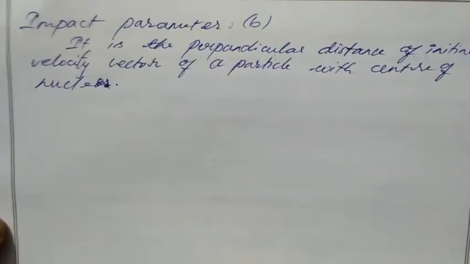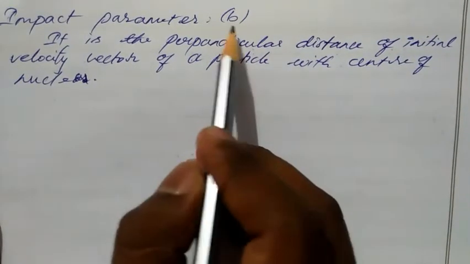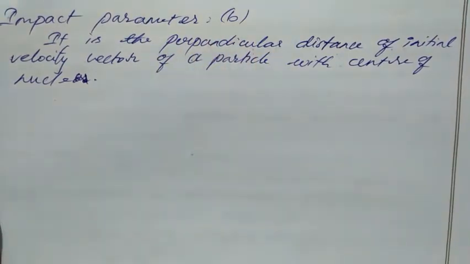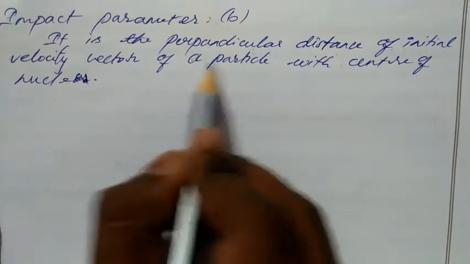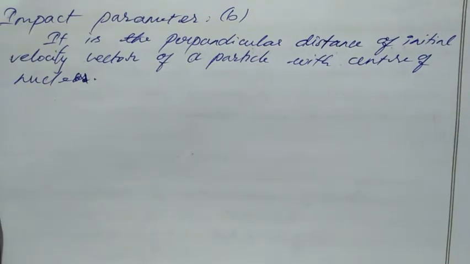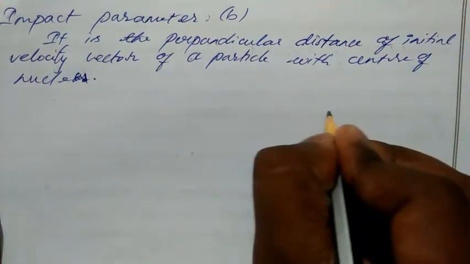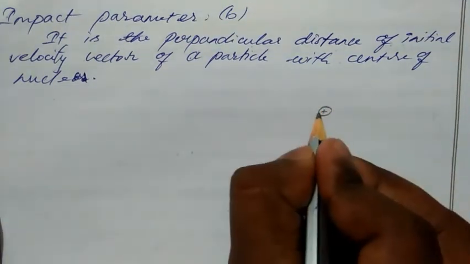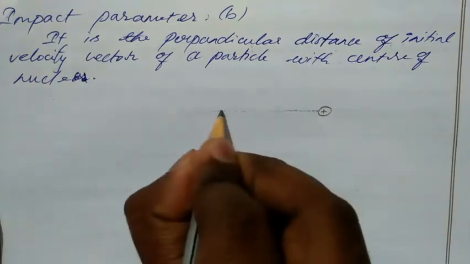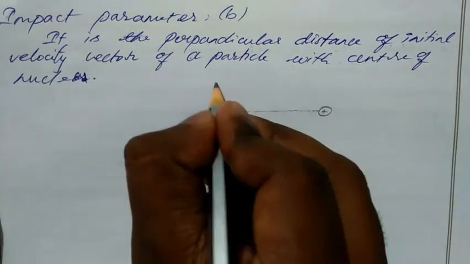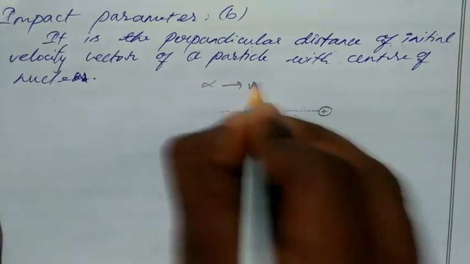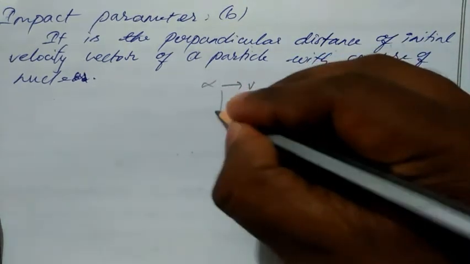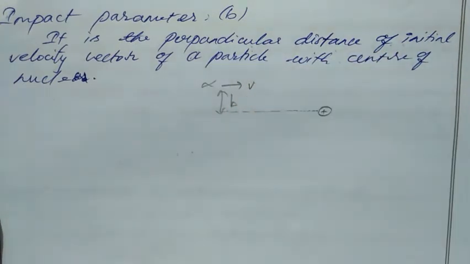Next important topic, impact parameter b. It is the perpendicular distance of the initial velocity vector of an alpha particle, okay, this is alpha particle, from the center of nucleus. So let's take this is center of nucleus. Okay, so the perpendicular distance of initial velocity. Our alpha particle initially moves with some velocity. This perpendicular distance is taken as impact parameter.